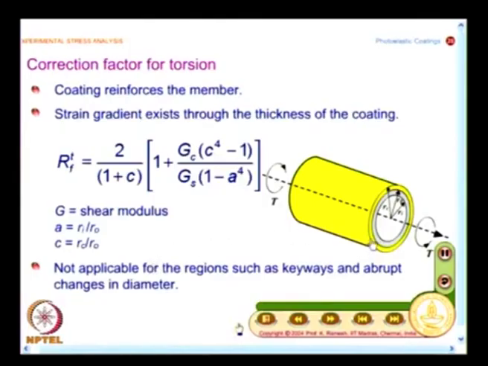So, you have the specimen here, you have the coating, and when I apply torsion, you have a strain variation in the coating, and all this is accommodated in this correction factor.